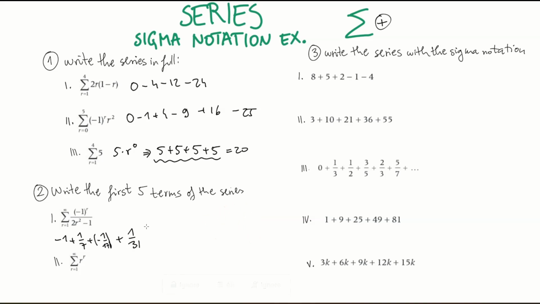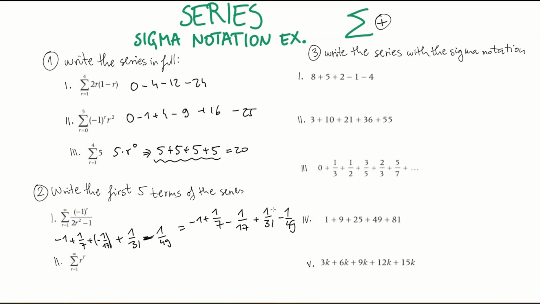I'm gonna just rewrite this a bit more nicely. And we get minus 1 plus 1 over 7 minus 1 over 17 plus 1 over 31 minus 1 over 49.